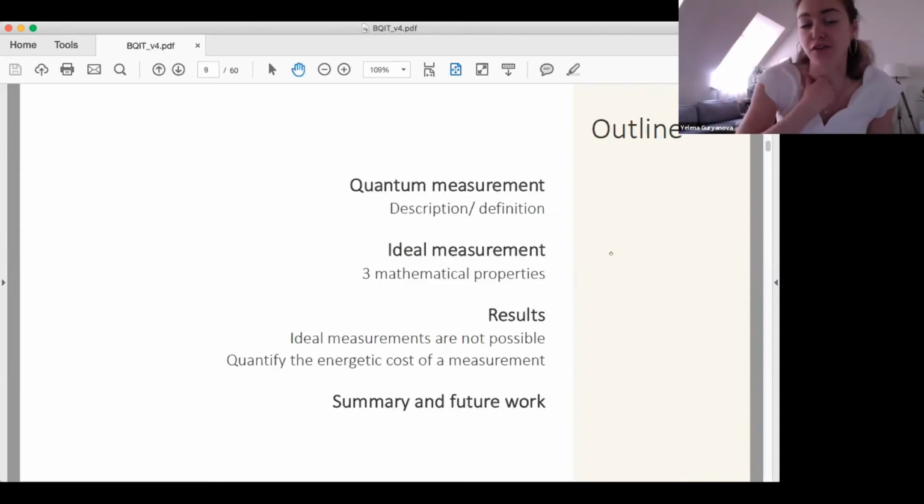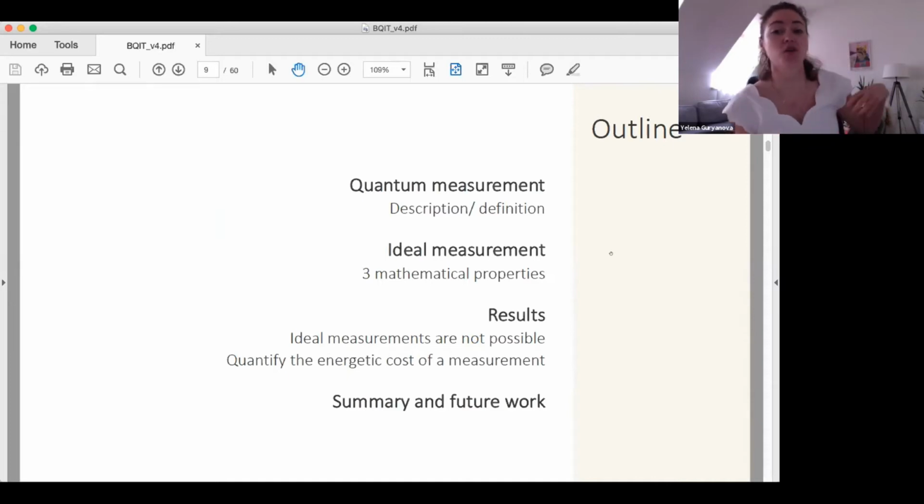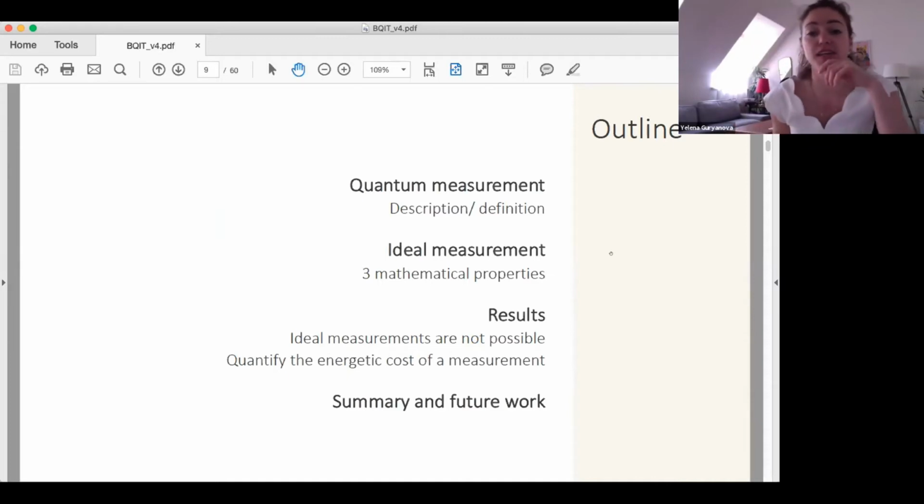So this is the outline of my talk then. I'm going to describe what a quantum measurement is in the most basic way, with a description and definition. I'll then talk about an ideal measurement and motivate this with 3 mathematical properties. And then later we'll move on to the results to show that ideal measurements aren't possible. But of course, approximations to them always are. And we can quantify the energetic cost of making a non-ideal measurement. And I'll conclude with some summary and some future work.